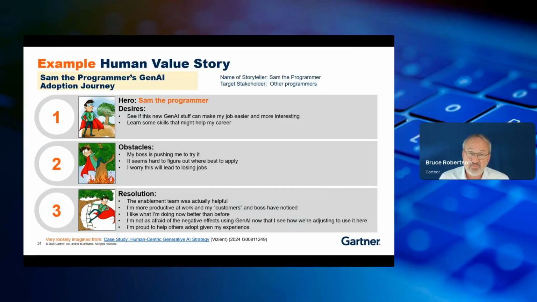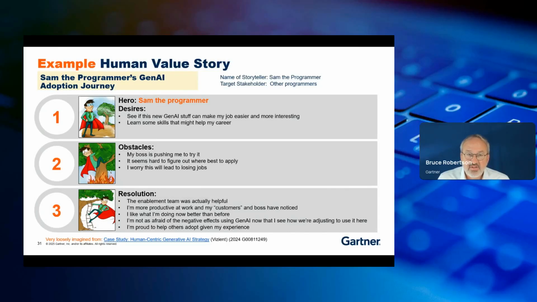The enablement team was actually really helpful. And I am actually more productive at my work, and my customers are really noticing. And in fact, my boss noticed. I like what I'm doing now better than before, and I'm not as afraid of those negative effects. And I see how we're adjusting to using it here. And honestly, given that I'm one of the first people going, I'm kind of proud of the fact that I get to help some others, given my experience, to also kind of move forward in adopting this.